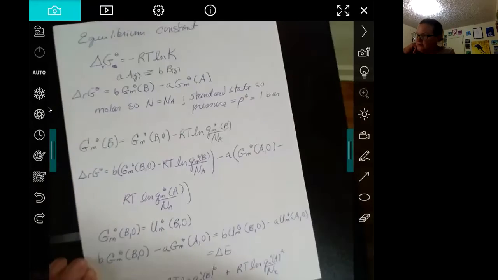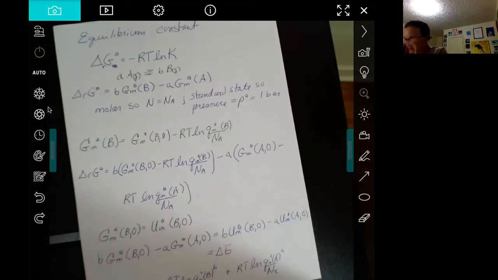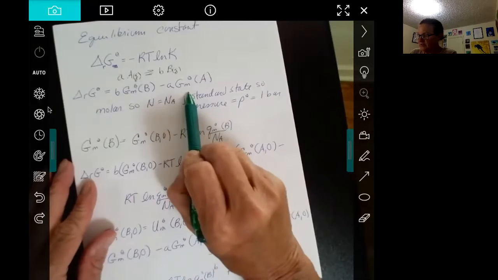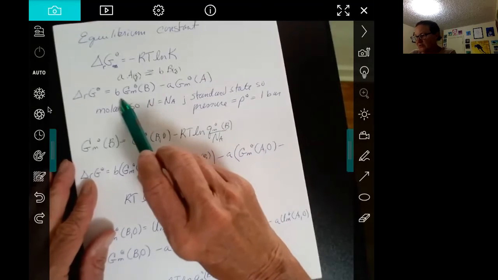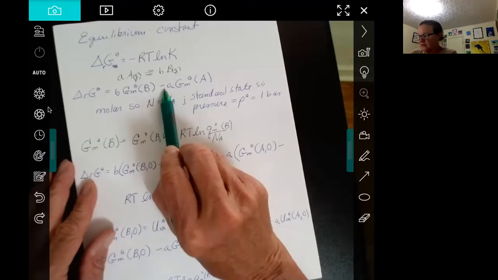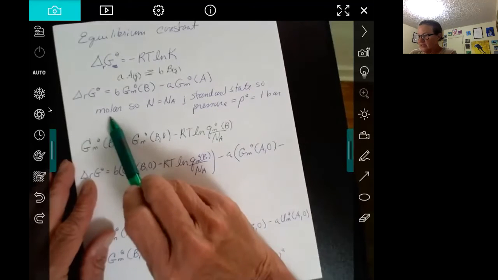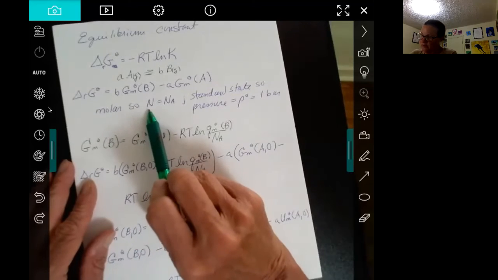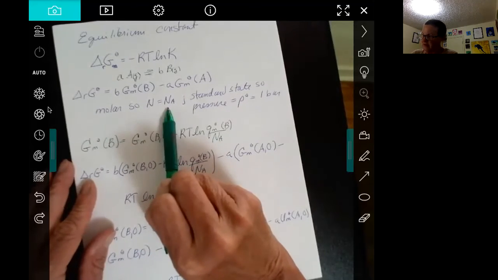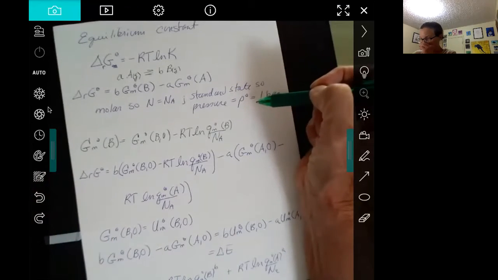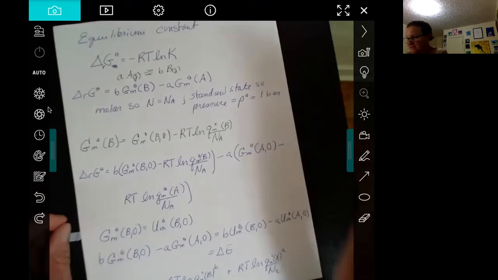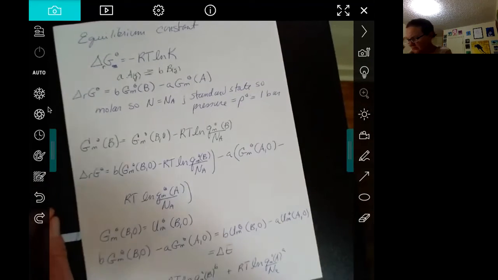both gas molecules go to B gas molecules. So we take products minus reactants. And if we're talking about the molar Gibbs free energy, we'd multiply by the stoichiometric coefficients. And if it's molar, then everywhere where we saw N, it's going to be Avogadro's number. And it's standard state, so the pressure we have to choose is P standard state of 1 bar. So let's go through this carefully.